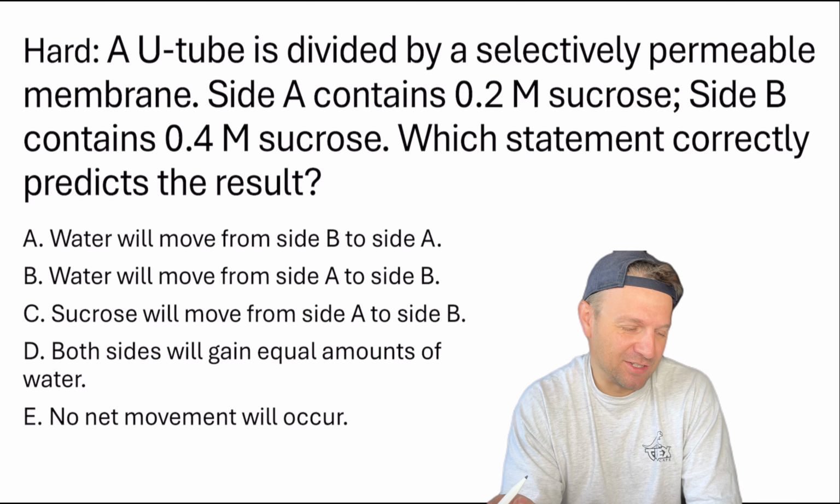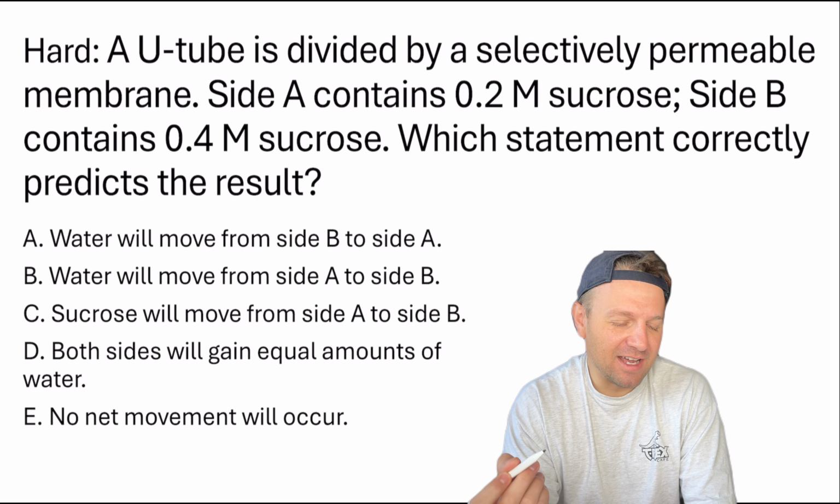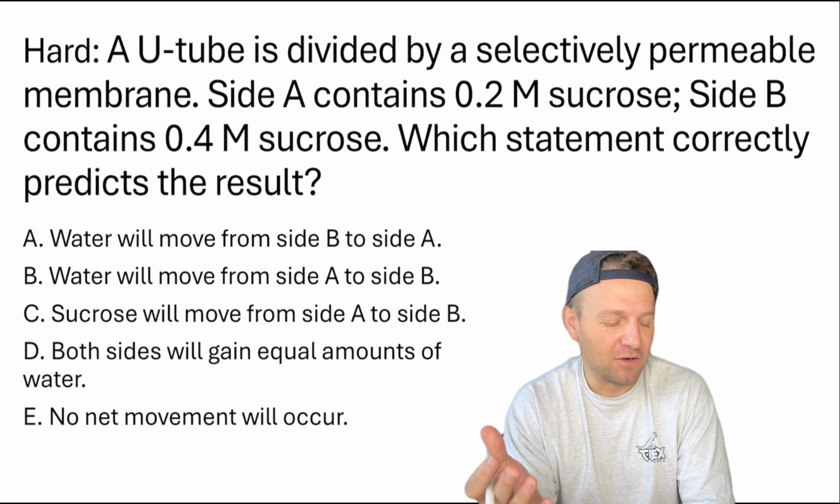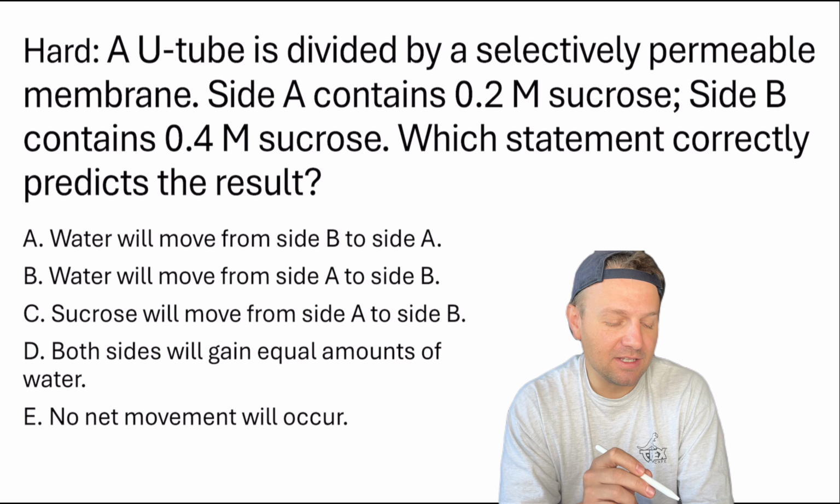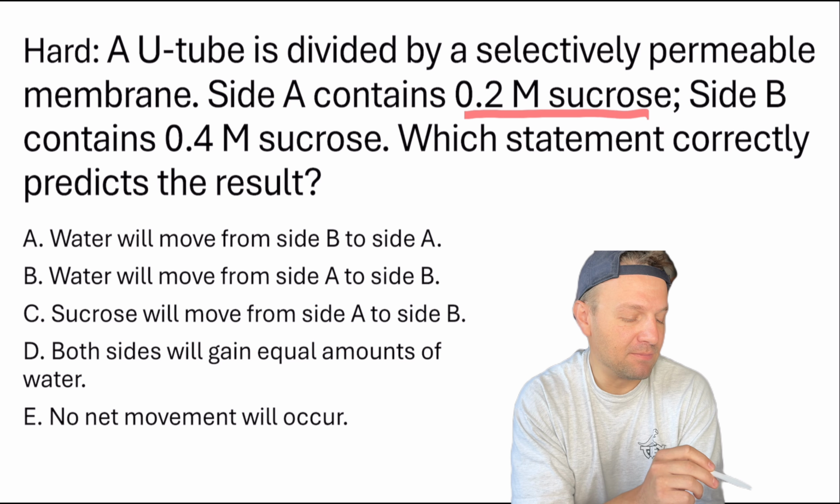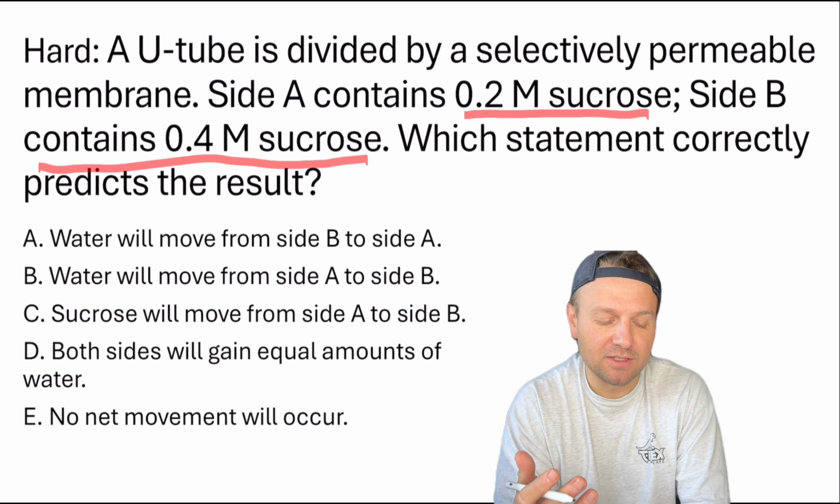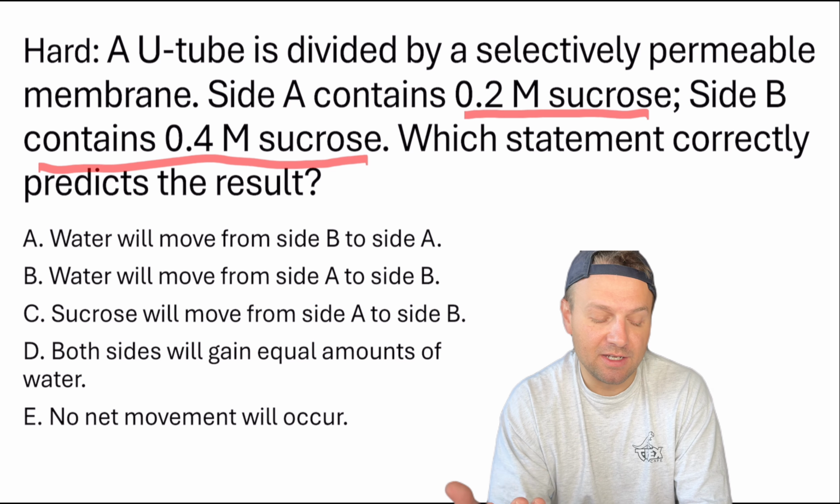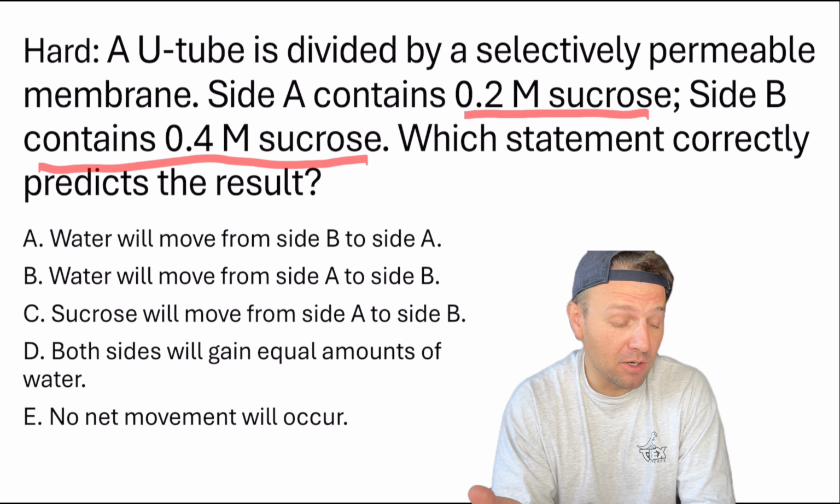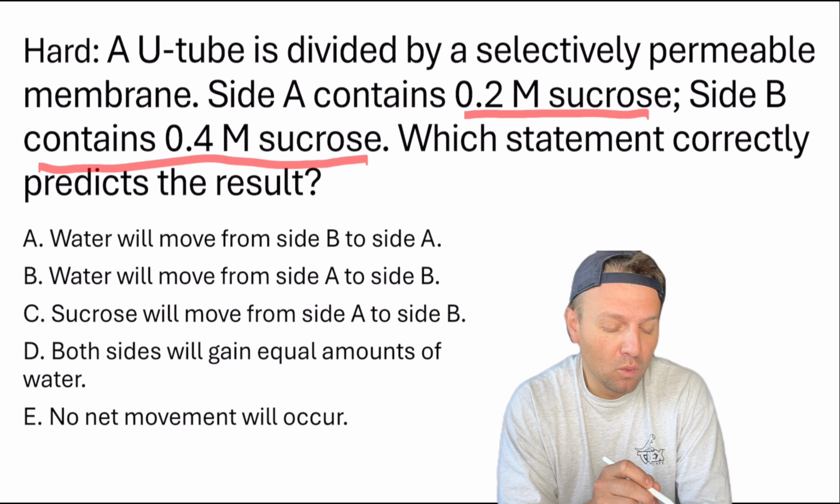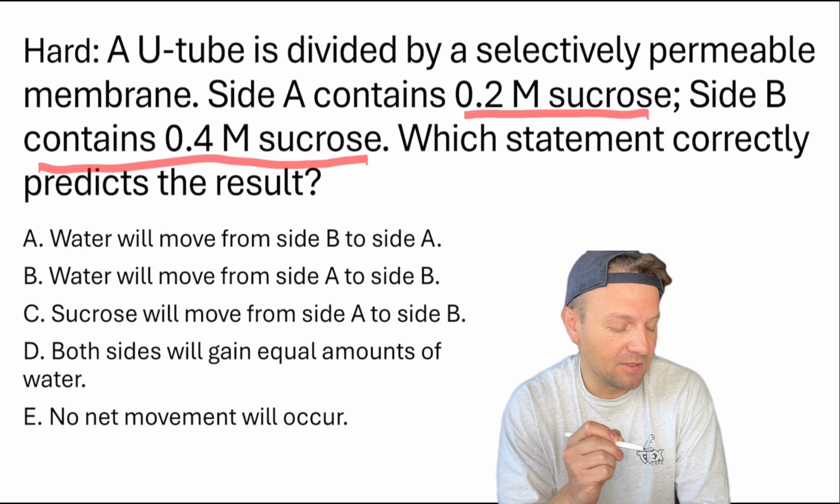Now here's the hard question. A U-tube is divided by a selectively permeable membrane. There's a lot of big words in that first sentence already. Side A contains 2 molar sucrose, while side B contains 4 molar sucrose. Molarity just basically looks at how much solute is in a solution. So the higher the number, the more solute, or the more sucrose in this case. Which statement correctly predicts the result?